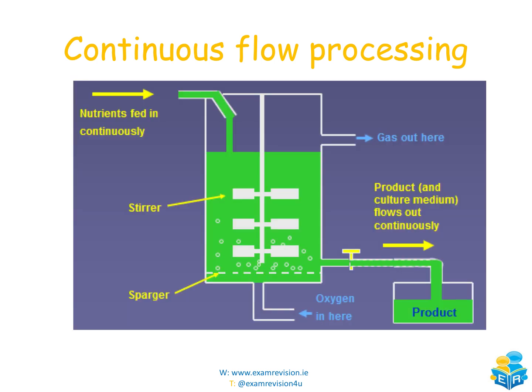So again, this is just an example of it happening. So we have our culture medium in here. Nutrients are going to be fed in continuously. Again, excess gas will be released. If oxygen is required, it will go in here. And then the product and the culture medium will flow out continuously. So this is constantly open here to allow this product to constantly escape. And then they're also going to be taking out some of the culture medium as well and replace it with some more microorganisms to make sure that it's constantly maintained at the log phase.